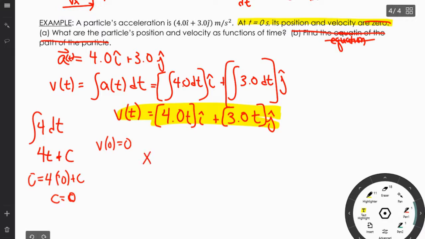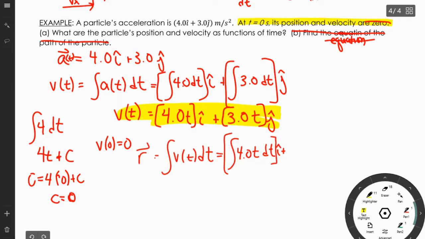Remember, position is going to be r when we do vector notation. So vector r is going to be the integral of v of t dt, which means just like we did with the velocity, we're going to find the integral of each piece. So the integral of 4.0 t dt i hat plus the integral of 3.0 t dt j hat.